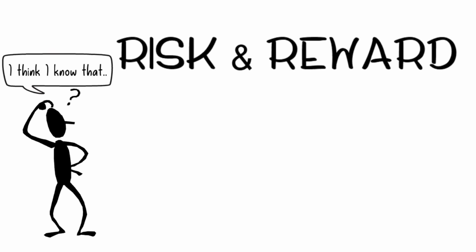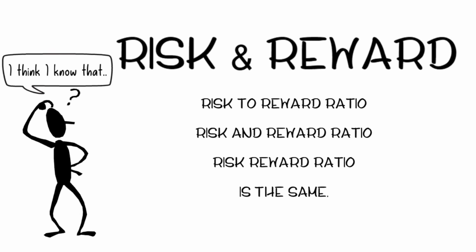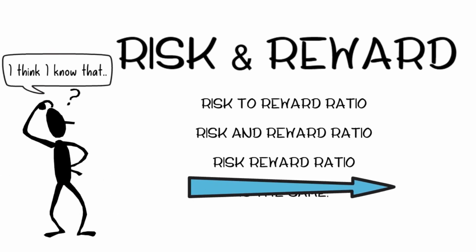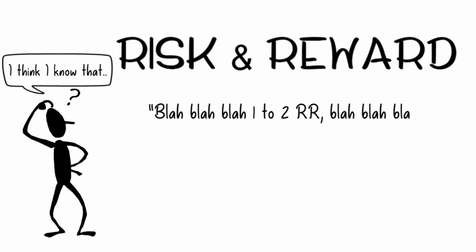When you see someone start a conversation, they talk about risk to reward ratio, risk and reward ratio, or risk reward ratio, any one of them. It always goes from left to right, risk then reward. If you heard someone say 1 to 2 RR, yes, two Rs mostly appear on the forum, they meant risk 1 for reward 2. Do you get the basics yet?